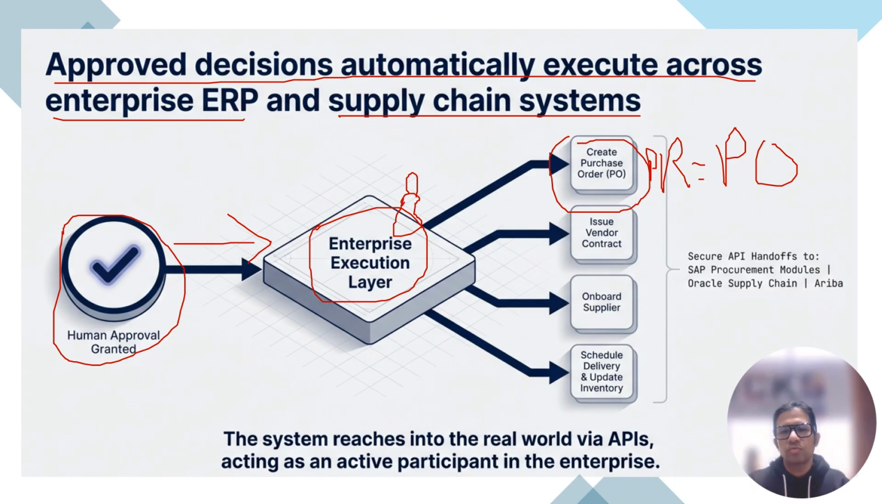Now comes the second one, issue vendor contract. This one. This can trigger the CLM workflow: generate draft, route approvals, apply standard clauses, send for e-signature. So legal processes don't stay trapped in email chains. They become structured. CLM equals e-sign.